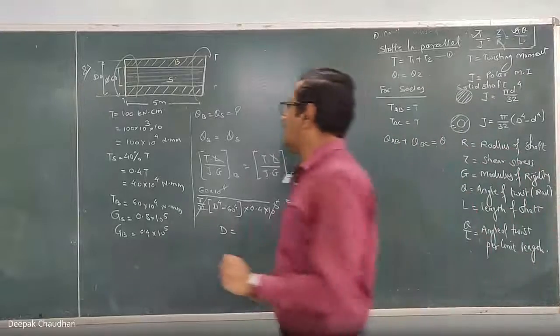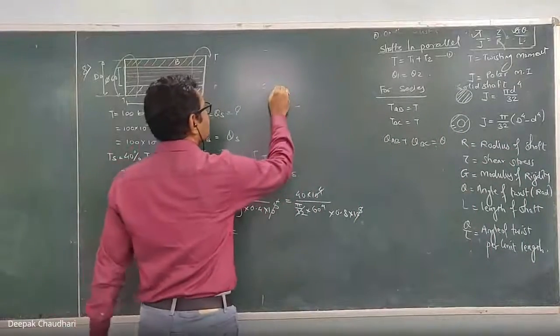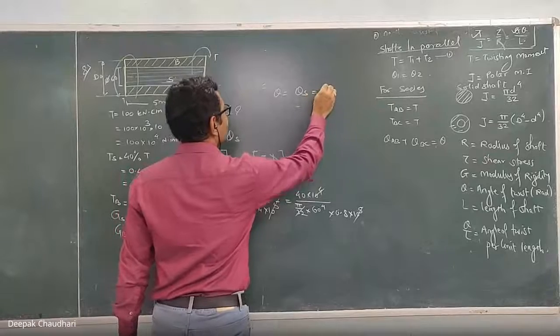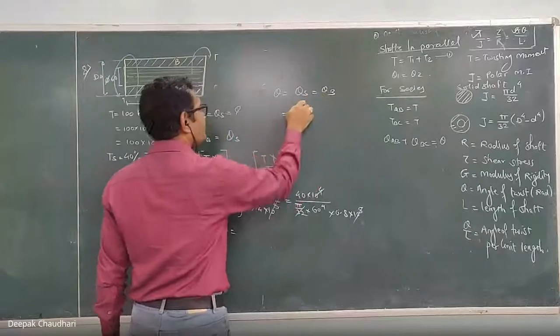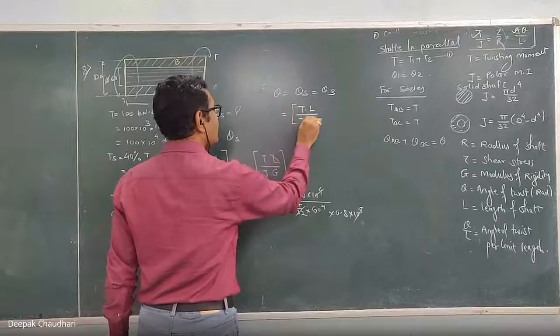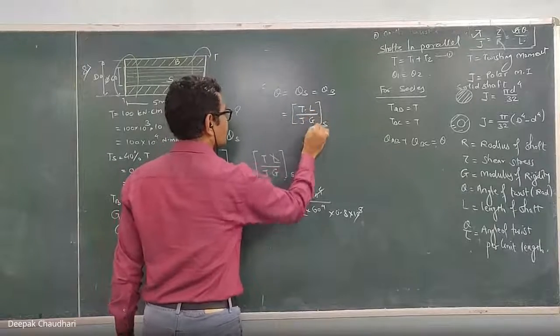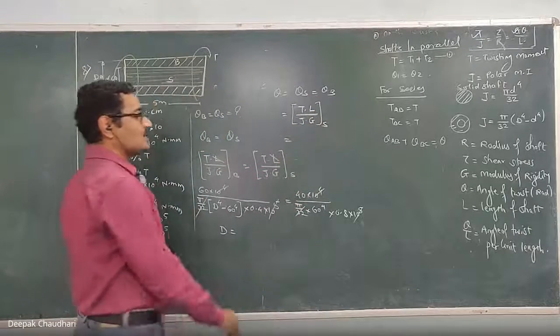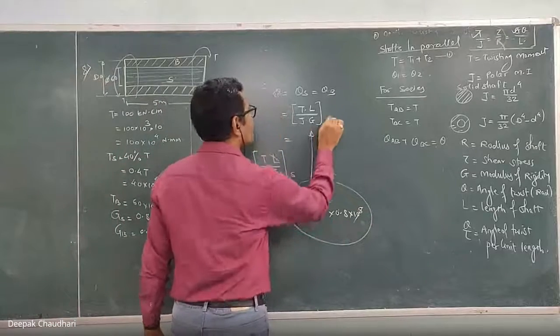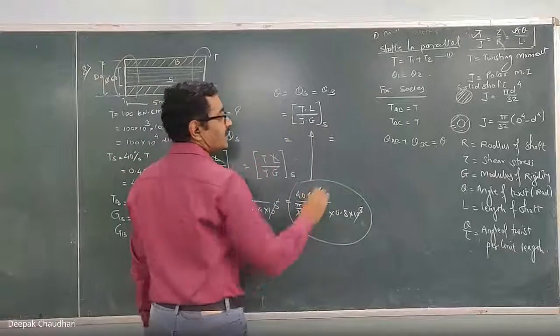And once you get the diameter of the brass, then the common angle of twist, theta, which is equal to theta S, which is equal to theta B. You can use any one. If I use theta S, the relation is T into L upon J into G of steel. Just substitute the values. Now everything is known to you. You will get the common angle of twist in radian.